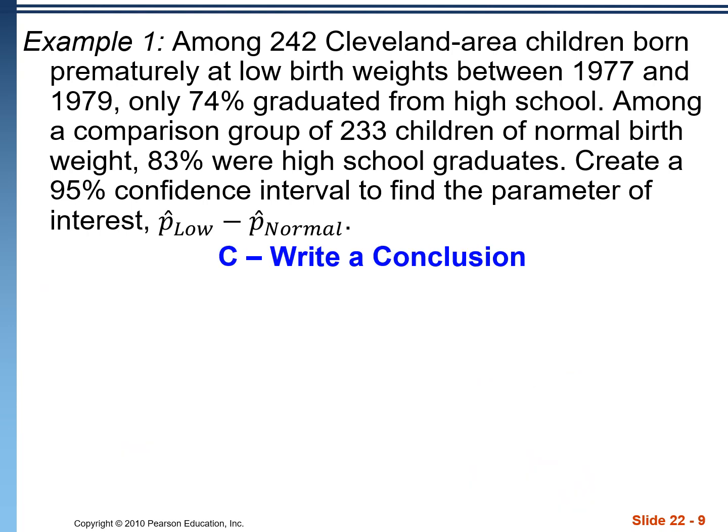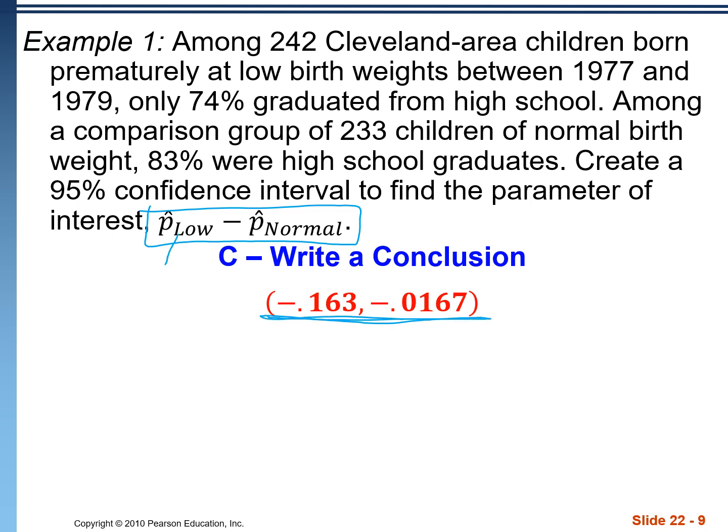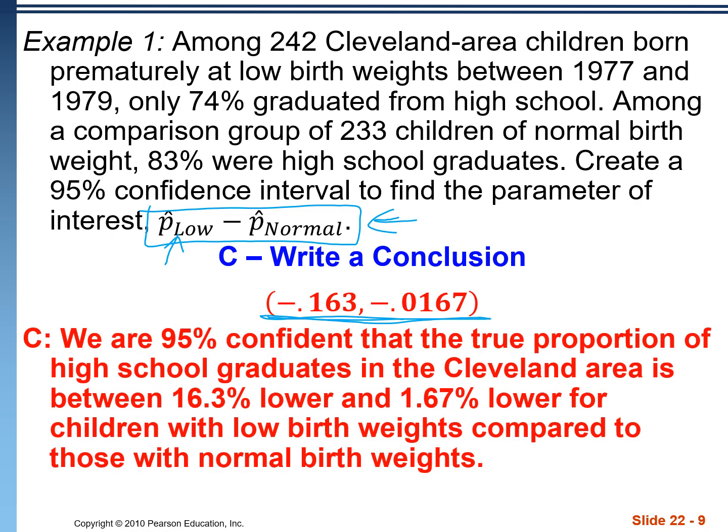And lastly, we're going to write a conclusion. The wording of this has to be specific. It's not quite as straightforward as it is when there's one sample. So both of these numbers are negative, which means when we did our interval, which we did in this order, low minus normal, we got negative numbers, which means this has lower rates than the normal group. Okay, if they were positive, it would mean the opposite. It would mean the low group had higher rates than the normal group.